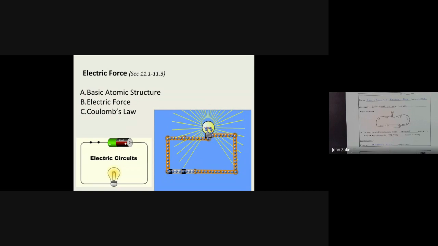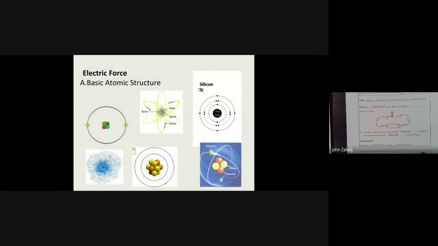So these slides or these notes are going to include these three basic sections. We're going to start with basic atomic structure because it's important to understand how atoms are put together in order to understand how electricity works. And then we'll talk briefly about what we mean by electric force, and then we'll get into something called Coulomb's law.